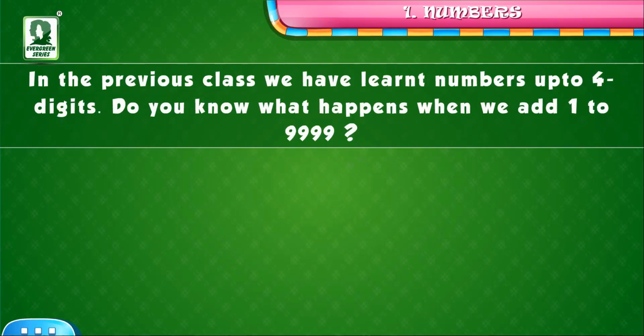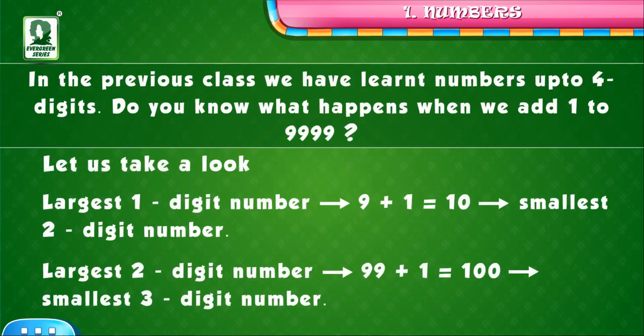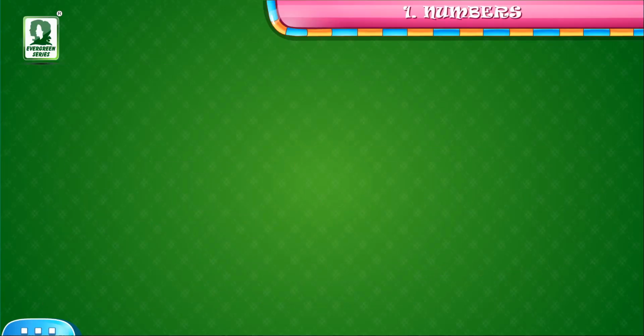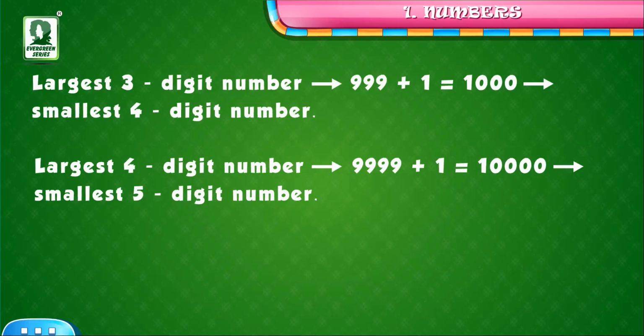Do you know what happens when we add 1 to 9,999? Let us take a look. Largest one-digit number is 9 and 9 plus 1 is equal to 10, which is the smallest two-digit number. Largest two-digit number is 99 and 99 plus 1 is equal to 100, which is the smallest three-digit number. Largest three-digit number is 999 and 999 plus 1 is equal to 1000, which is the smallest four-digit number.